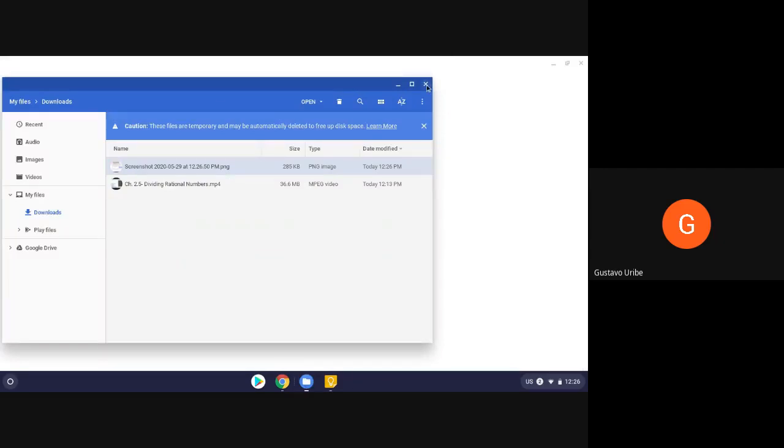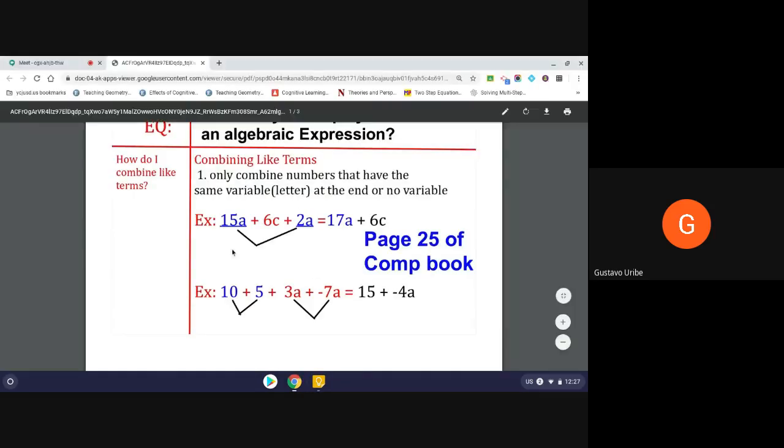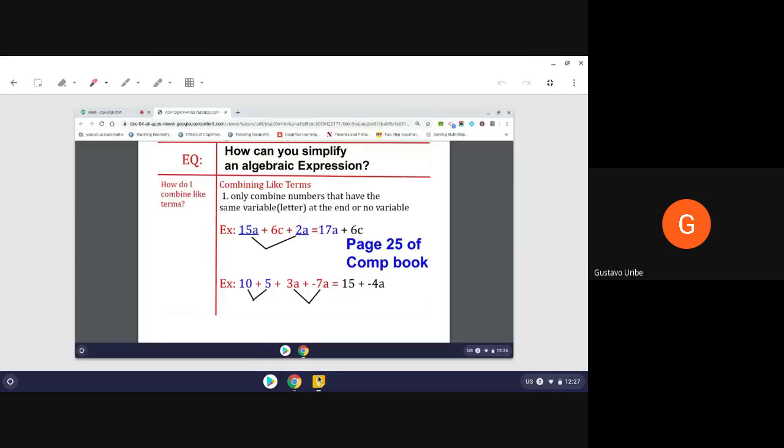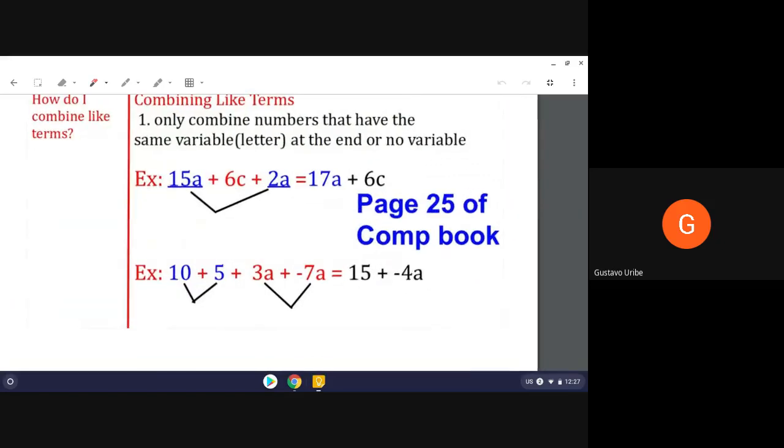Okay, so now let's go over this next one right here. Here's my example. 10 plus 5 plus 3a plus negative 7a. What does that equal? Well, I already started and I'm showing you all. I'm going to start off with my first term, 10. Okay, 10 here does not have any variables attached to it. So I'm going to look for everything else that does not have a variable. This positive 5 doesn't, so I'm going to underline that as well.